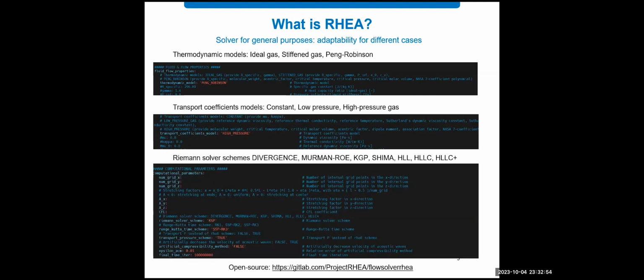However, the RHEA algorithm can be adaptable depending on the required case through different thermodynamics models, defining if you are using ideal gas, Van der Waals gas, or Peng-Robinson, and also to choose from different transport coefficient models and Riemann solver schemes.